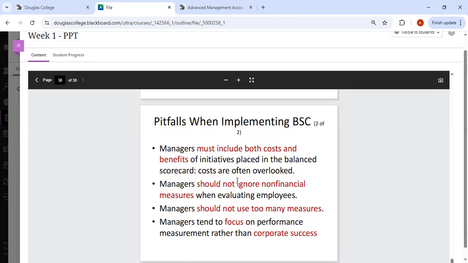Not too many measures. For that reason, for your assignment, I'm going to limit you to only 3 measures for each perspective, based on the case that you have to do, which will be the Delta Signal. And managers tend to focus on their own performance measure rather than the corporate success. When we have the balanced scorecard, managers are focused on their performance, not on the overall performance of the company.